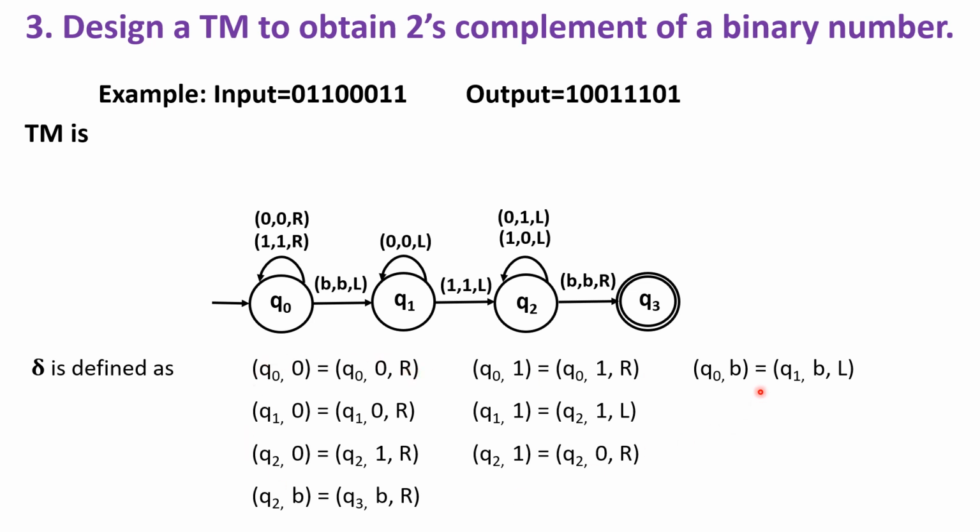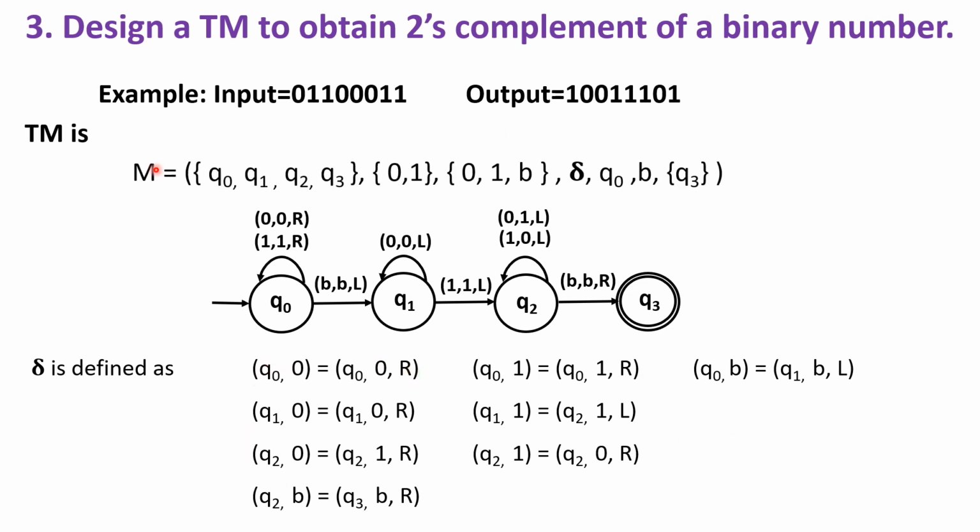So these are the delta transitions. Finally, the Turing machine is defined as M equals Q0, Q1, Q2, Q3, 4 states. Sigma is 0, 1. Tau consists of 0, 1 and B. Delta transitions are given below. Initial state is Q0. Final state is Q3. Blank is represented as B.